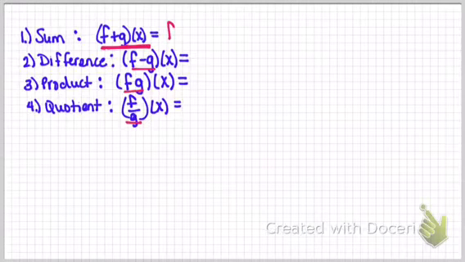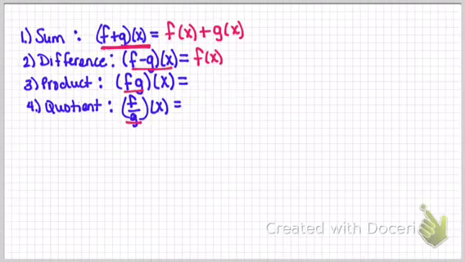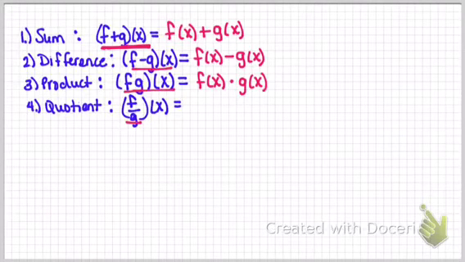So that really just means we're going to take our f of x function and add our g of x function to it. If we have f minus g with respect to x, that means we're going to take f of x and subtract g of x. F times g of x means we're going to take f of x and multiply times g of x. And then f divided by g with respect to x means we're going to take f of x and divide by g of x.